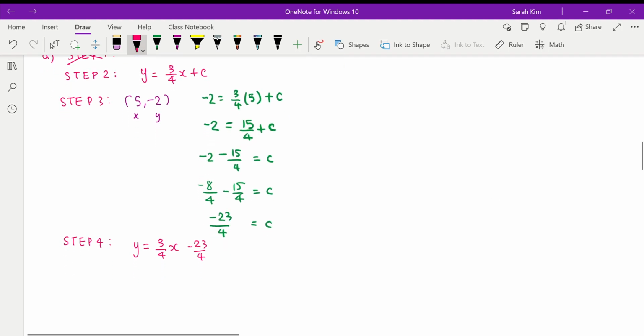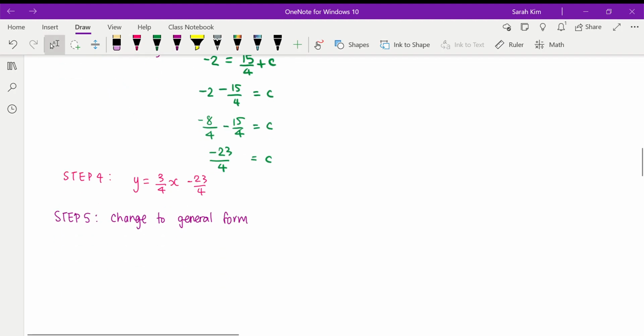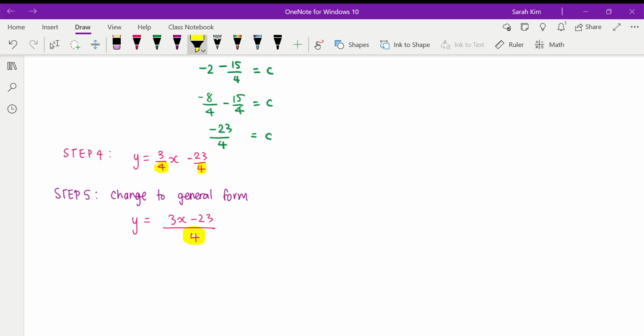Now I'm not done yet because this is gradient intercept form. I need to make this into the general form. So technically we have a step 5 for this one. Change to general form. Now how we do this is a couple of steps. What I need to do is notice that the denominator is the same. So basically I should be able to combine these fractions. So this equation is the same as 3x take 23 divided by 4. Now all I have to do is just get rid of this 4. So I just do times 4 on both sides. So I get 4y equals 3x take 23.